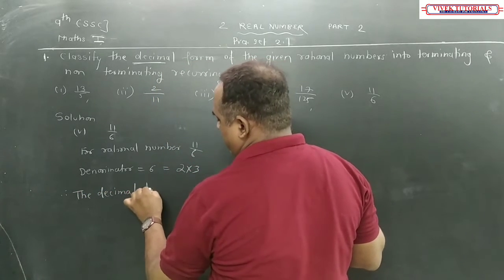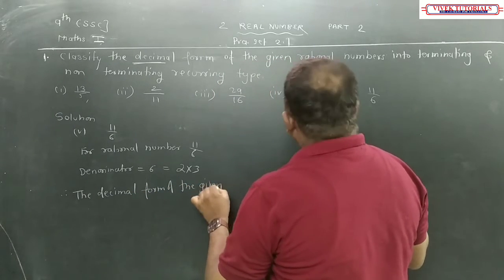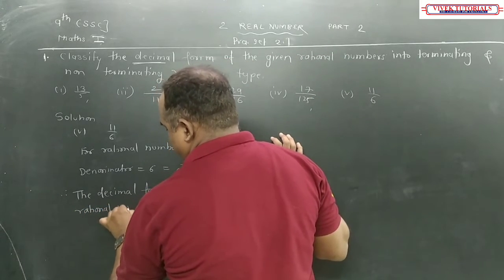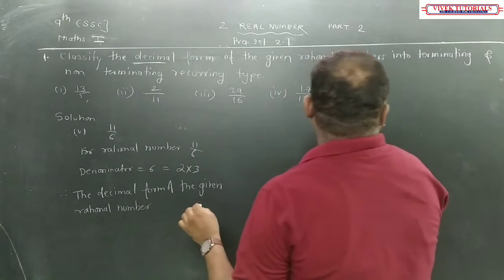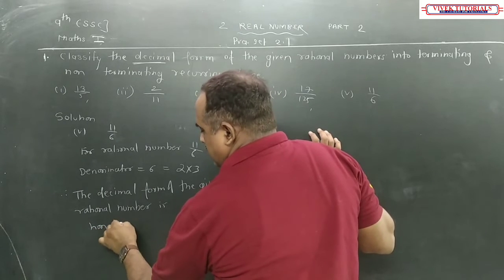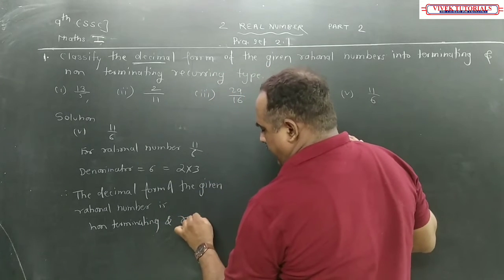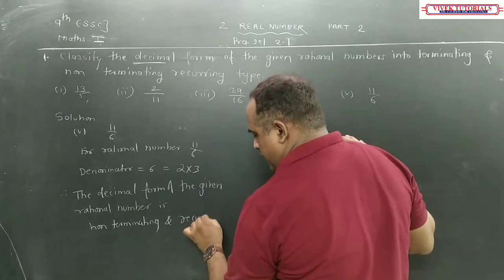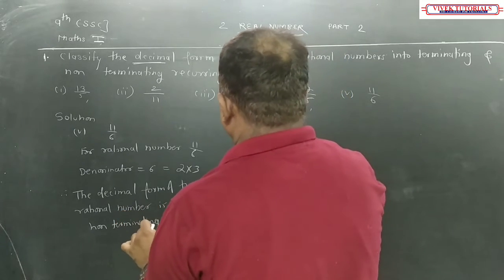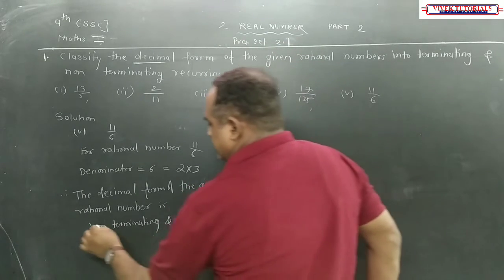form of the given rational number is non-terminating and recurring. Non-terminating and recurring. One minute, non-terminating and recurring. That you have to put in the box.